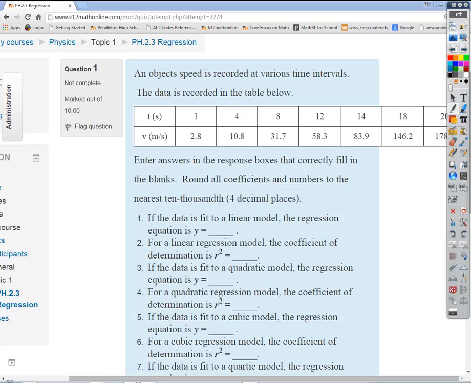So we need our calculators. Get out your calculators. I'll get out my calculator.